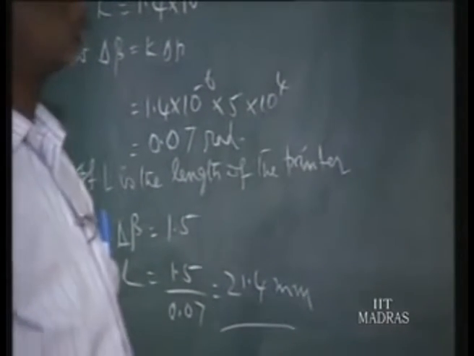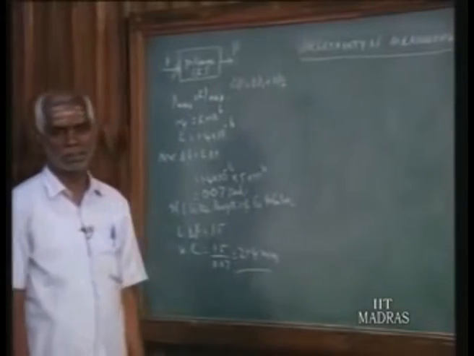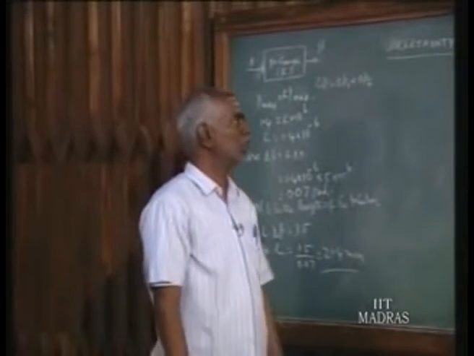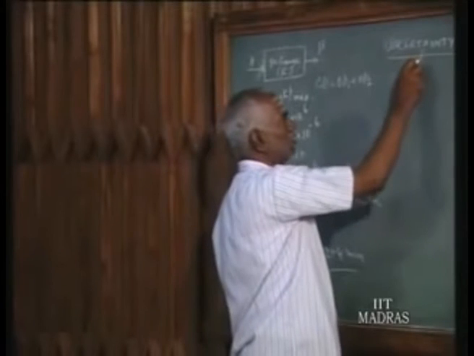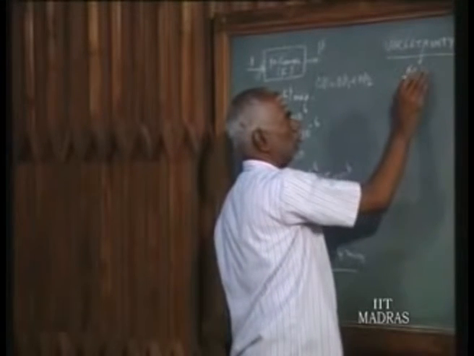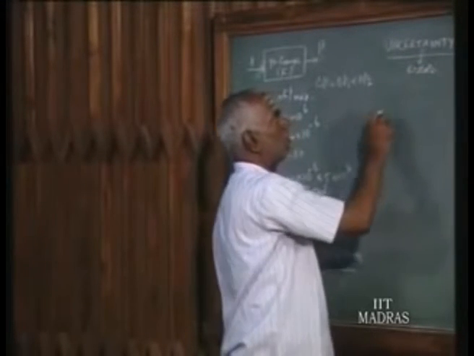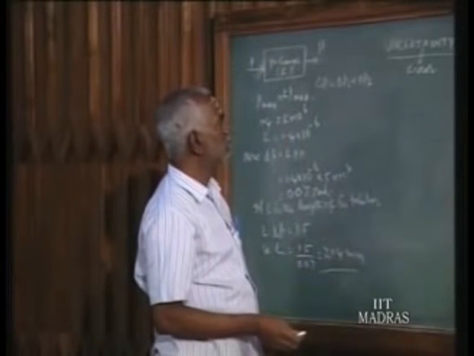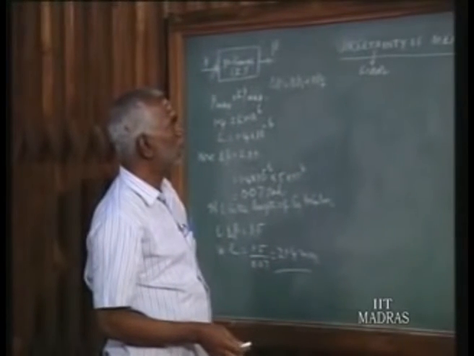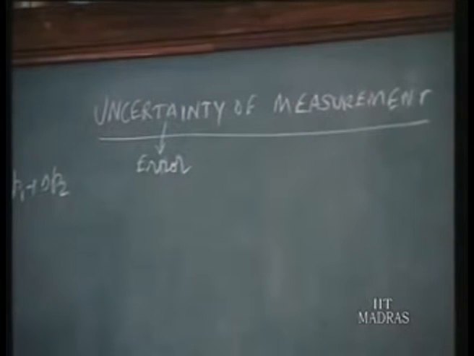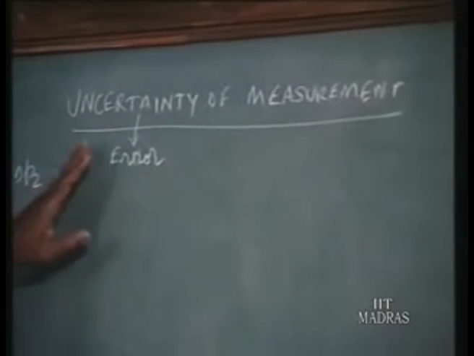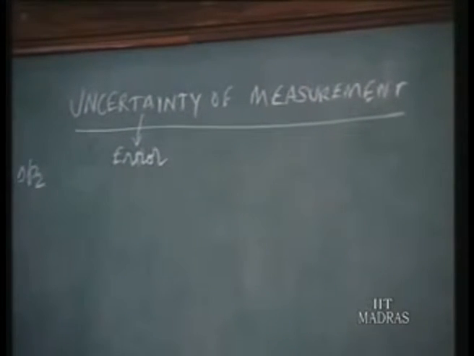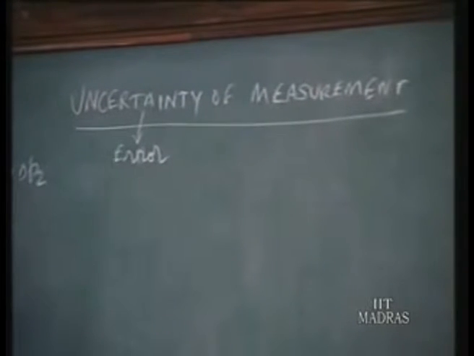Now we go to the next topic, uncertainty of measurement. Uncertainty is called error. Uncertainty, error, percentage of error, all these things represent only one term, uncertainty or error.